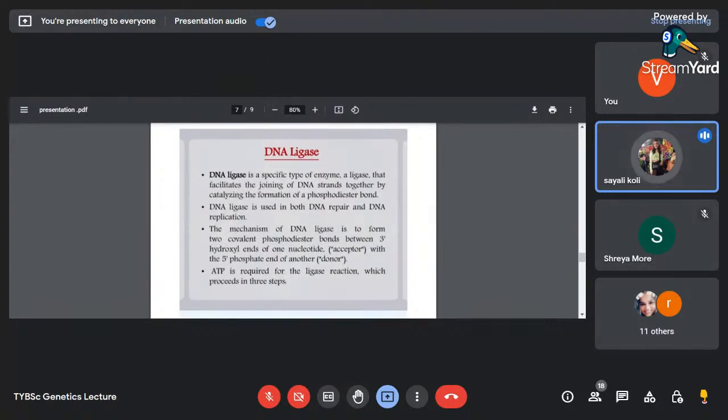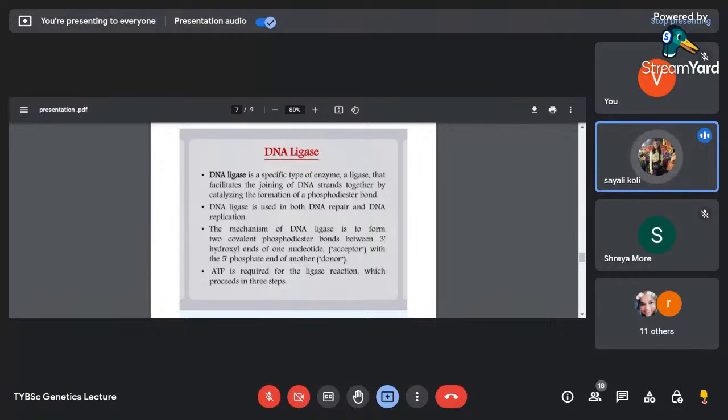Then the next is DNA ligase. DNA ligase is a specific type of enzyme, a ligase, that facilitates the joining of DNA strands together by catalyzing the formation of phosphodiester bonds. DNA ligase is used in both DNA repair and DNA replication.